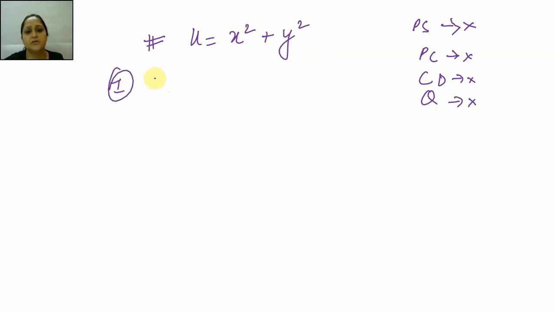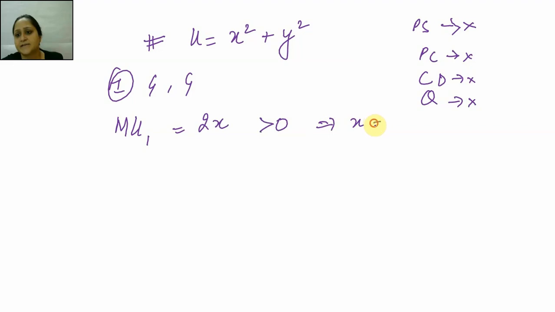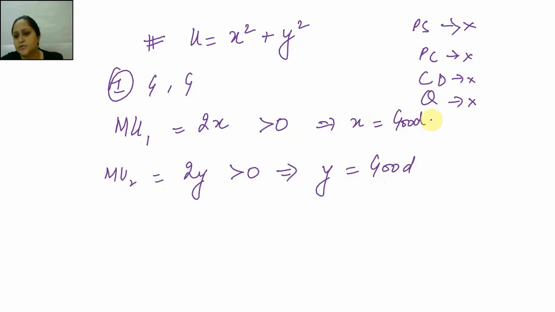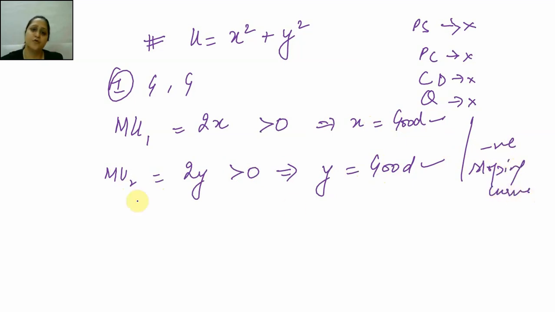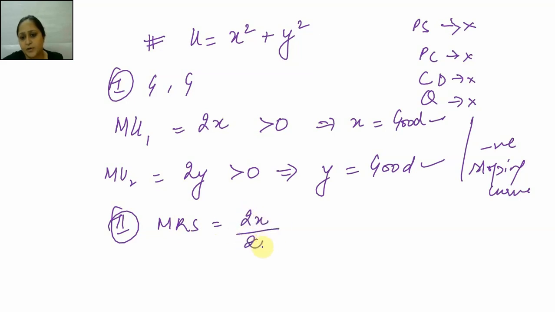Step 1, find out if it's a good-bad, what combination. MU1 is 2x, positive, which implies x is a good. MU2 is 2y greater than 0. Again, this implies that y is a good. It's a good and a good combination. That means it's a negatively sloping curve. Now, in a negatively sloping curve, is it convex, concave, or a straight line? Next, for that we will figure out the MRS. MRS is nothing but MU1 upon MU2, which is nothing but x by y.